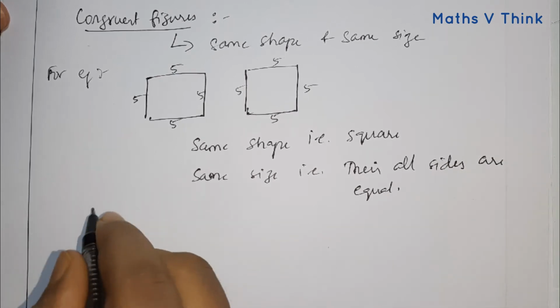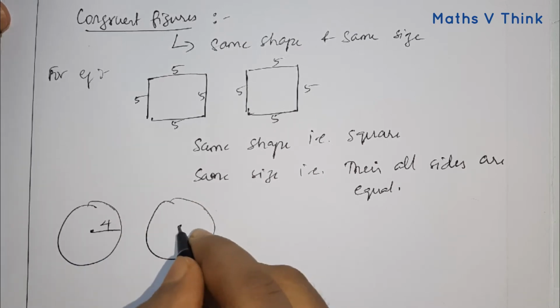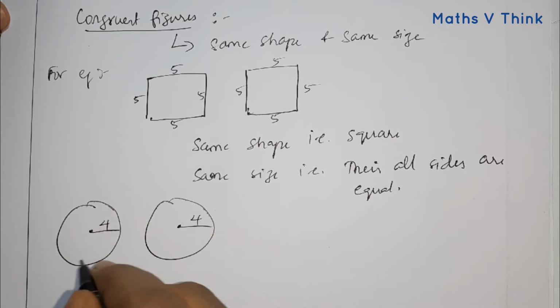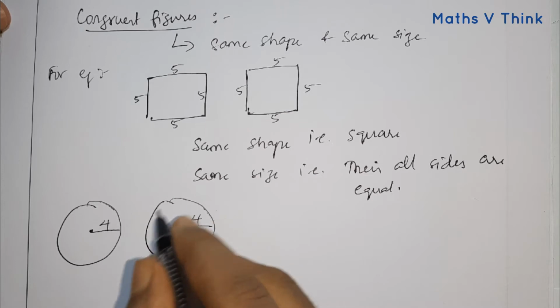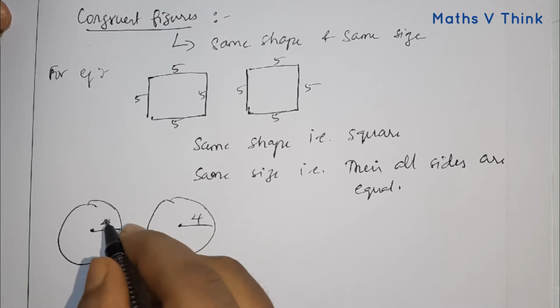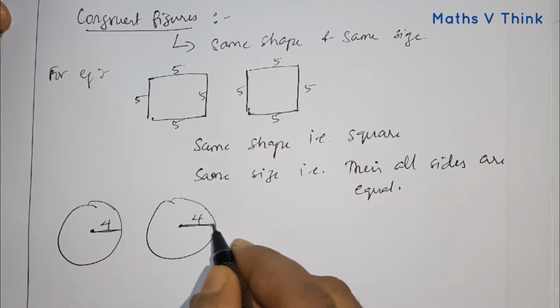One more example, guys. I'll give you two circles, the radii are 4 and 4. Once again I can tell that these are congruent figures. Why? Because they have the same shape, both are circles, and they also have the same size because their radii are equal.